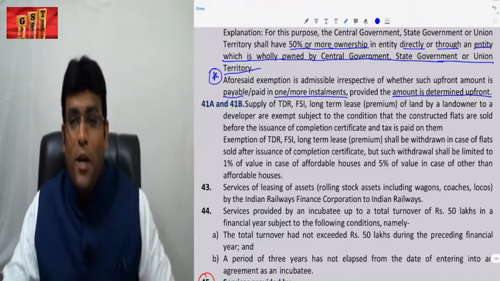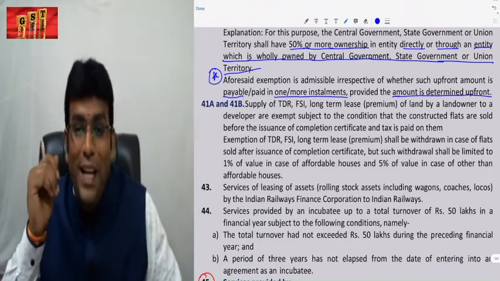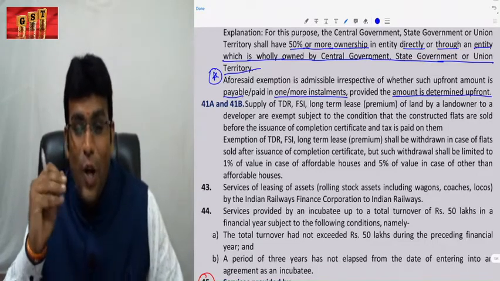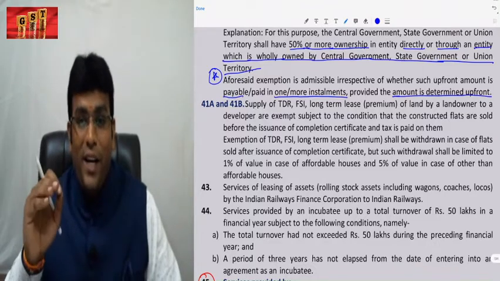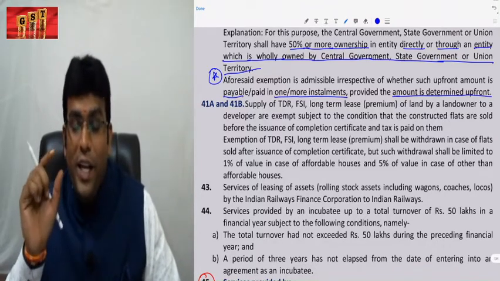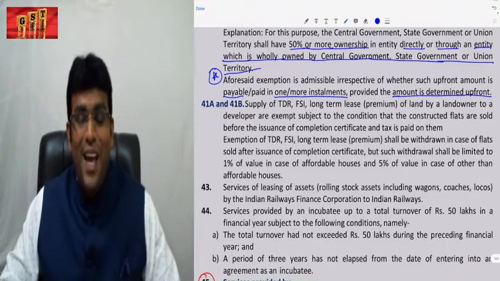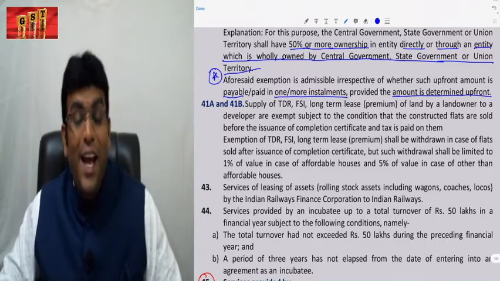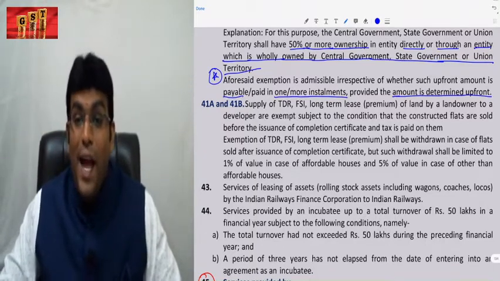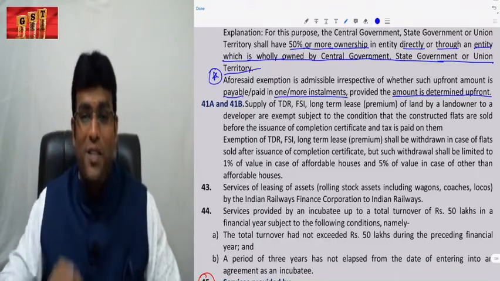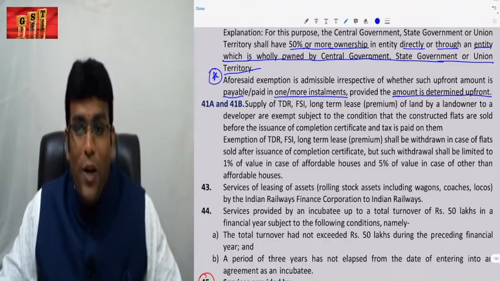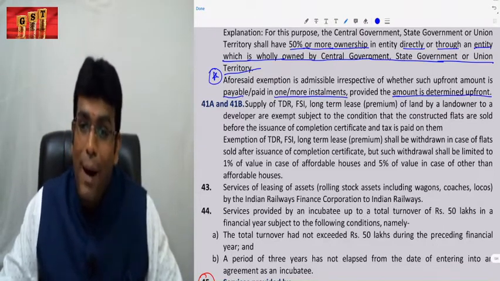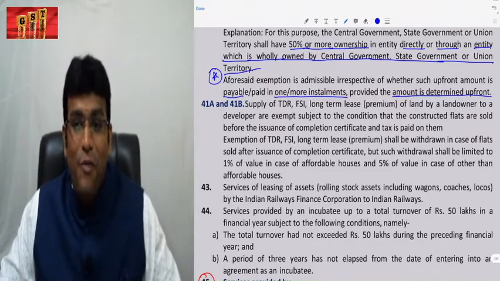So we are basically talking about granting of long-term lease of industrial plots, and long-term lease basically means 30 years or more. Exemption is given provided the amount is decided upfront, and the upfront amount can be paid in one or more installments, but the amount should be determined upfront. I repeat one more time, friends. Very, very interesting point, friends. Clear? Done.